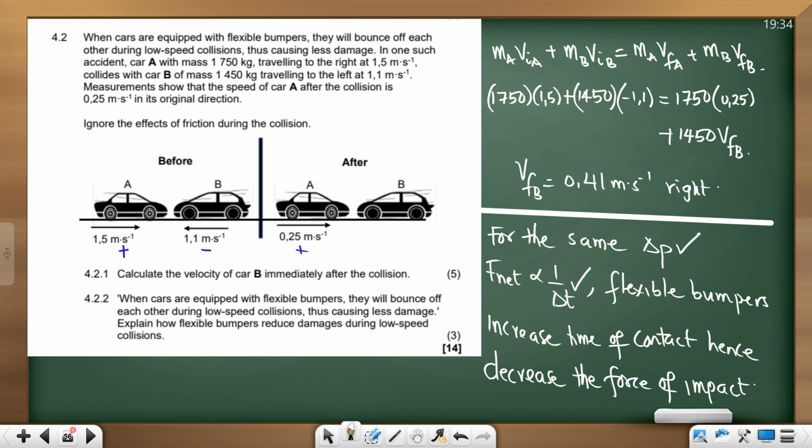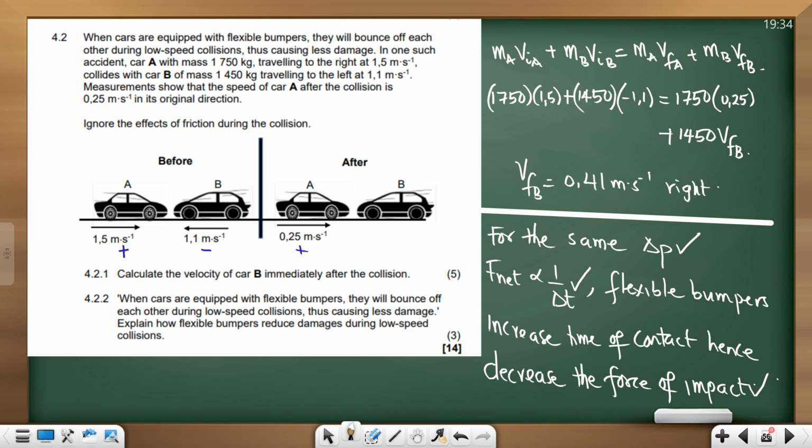What's wrong? You're not getting it. So please take note of how that answer is written, and then you get your 3rd mark there. For the same change in momentum, the net force and time are inversely what? Proportional.